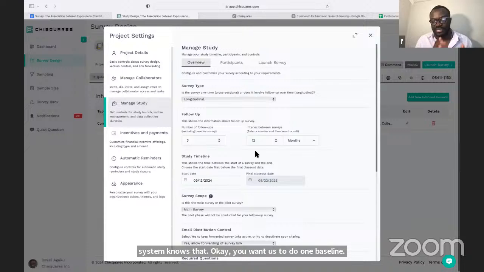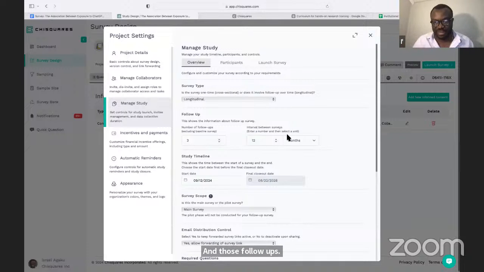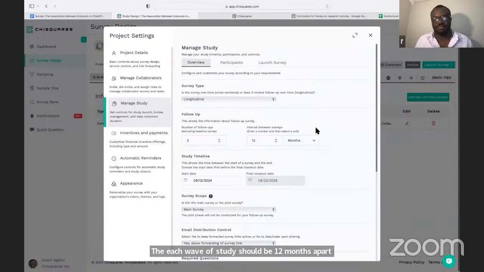And those follow-ups, each wave of a study should be 12 months apart. So the platform knows that. And the whole idea is that the platform will do these things for you automatically. You don't have to go back to the students every 12 months and say, hey, remember you said you're going to do a questionnaire. No, all of that is completely automated.